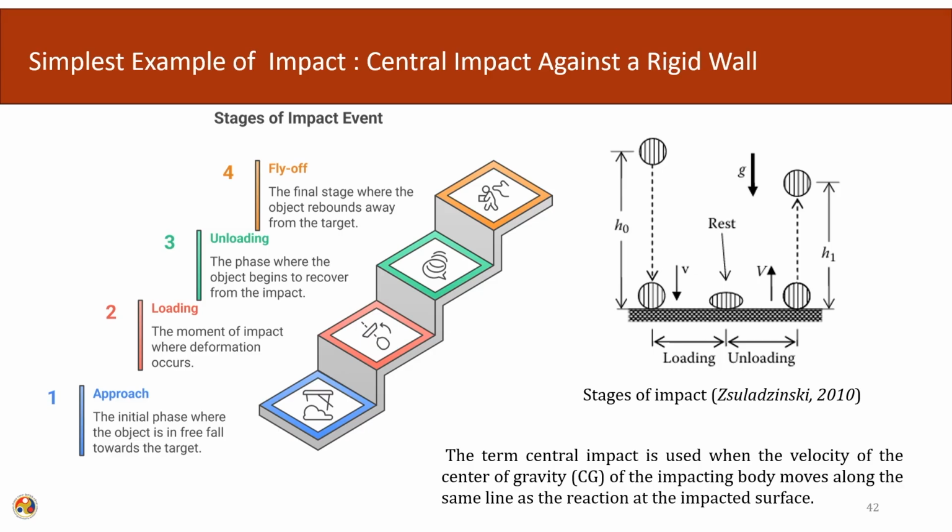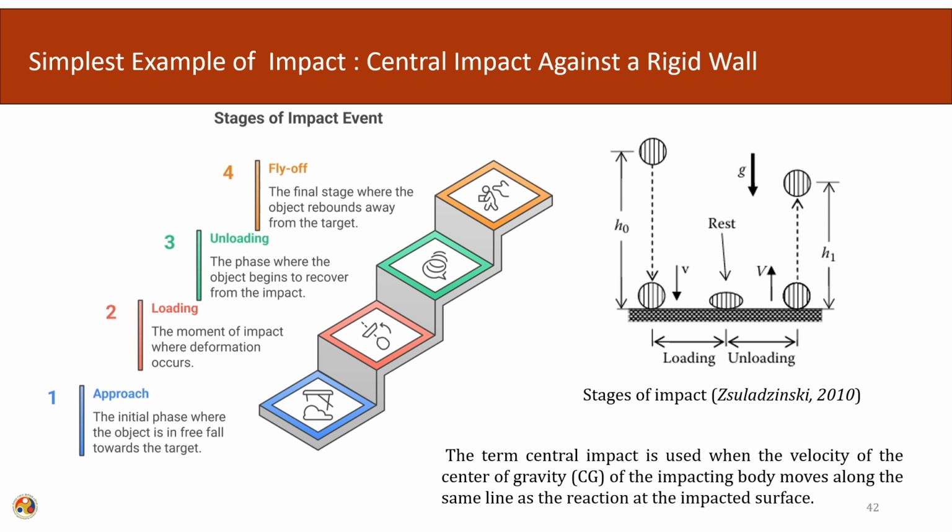We give a very simple example of an impact event. Here the impact is occurring against a rigid wall and it is a central impact. In the first phase, the impactor approaches the structure and is in free fall towards the target. This is called the approach phase. The second phase is the loading phase, the moment of impact where deformation occurs, that is, my impactor has hit my target.